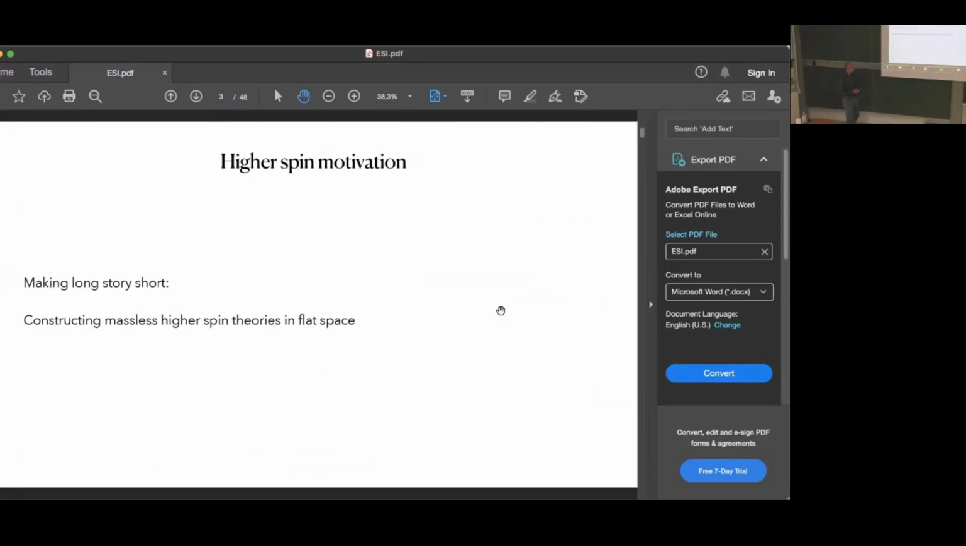Okay, and another motivation, which is the main one for me, comes from higher spins. Making a long story short, to start, I would like to construct massless higher spin theories in flat space. And I'm arguing that the spinor-helicity formalism is beneficial for these purposes.